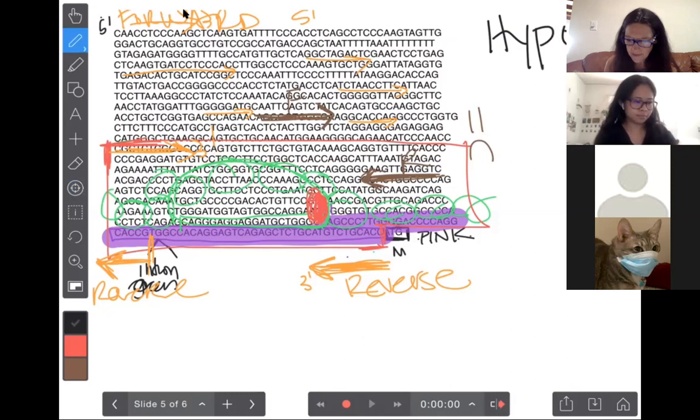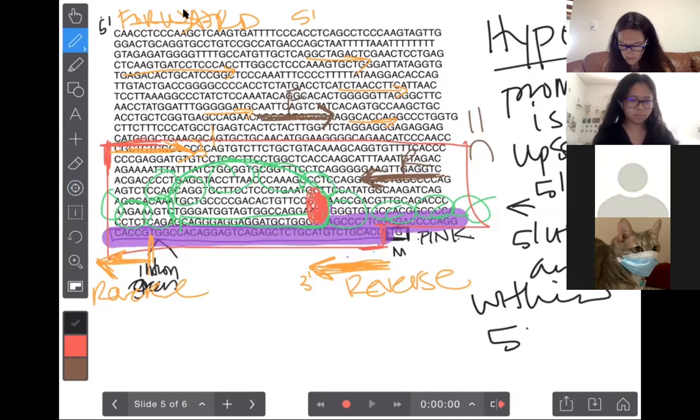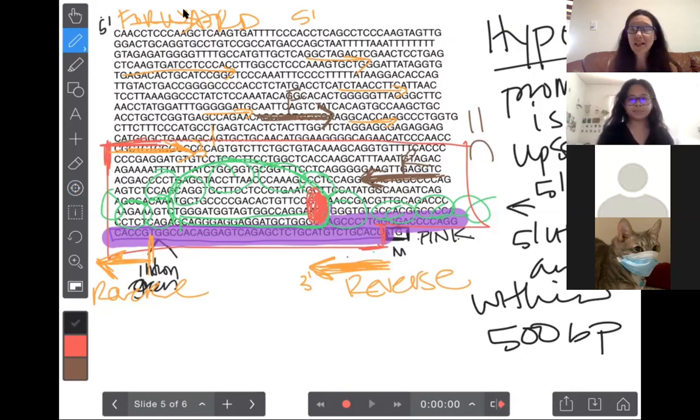So what's our hypothesis? That our promoter is upstream, which means 5', of the 5' UTR, and within 500 base pairs or so. That would be our hypothesis at this point. So we're going to test it. We're going to PCR out this bad boy, throw it in a vector, and then another vector, and we're going to test it. Is it a promoter?